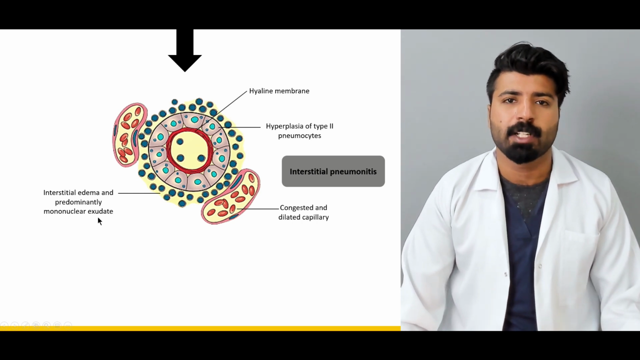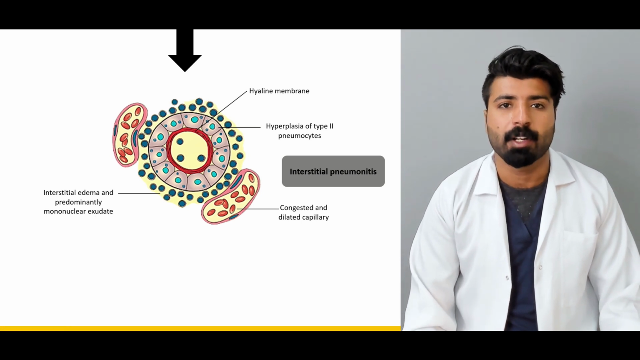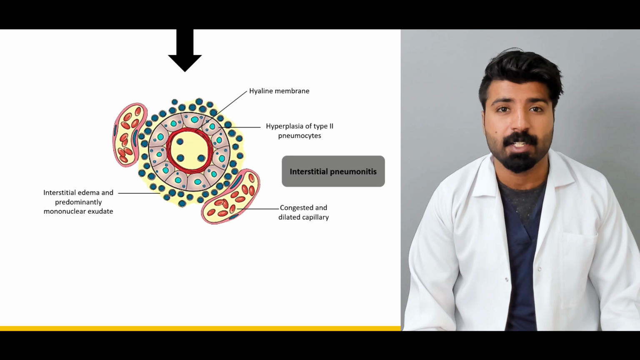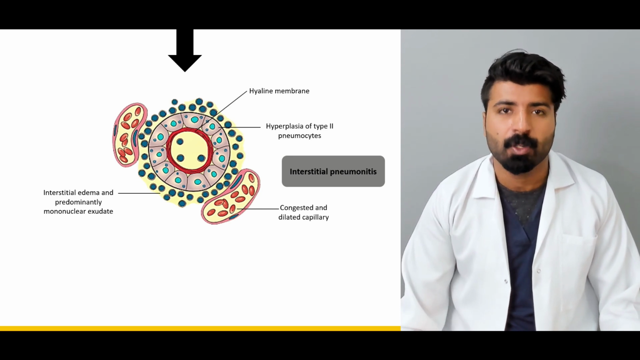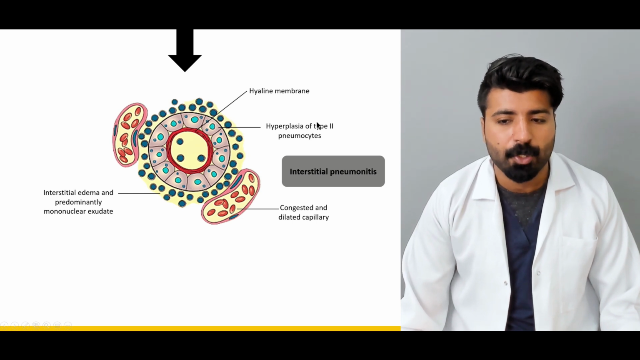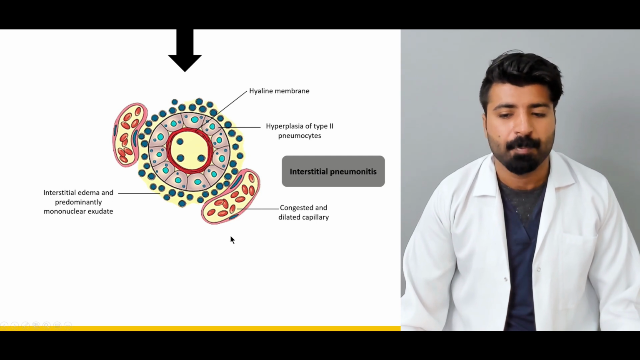What are mononuclear exudates? When a bacterial infection happens, who comes running? Neutrophils, basophils, eosinophils. But if the viral infection is happening, who will come running? Helper T cells. Lymphocytes will come running. So they'll form this mononuclear exudate. So all of this is happening because of this infection. Type 1 pneumocytes got destroyed, type 2 pneumocytes have hyperplasia now, capillaries are now congested and dilated. So all of this is happening and this is leading to interstitial pneumonitis.